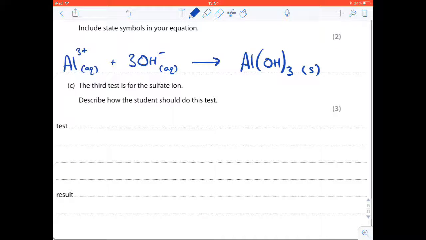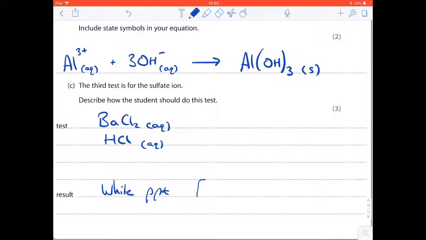Learning the test for sulfate ion just meant that you needed to know that you add barium chloride solution, and hydrochloric acid, which removes any carbonate present that might give you a false positive test. You could have used barium nitrate and nitric acid would have been fine as well, and the result is a white precipitate of, in this case, barium sulfate, which is insoluble as that precipitate.